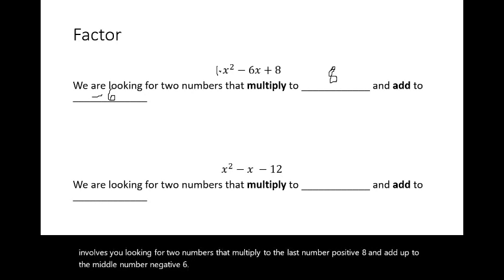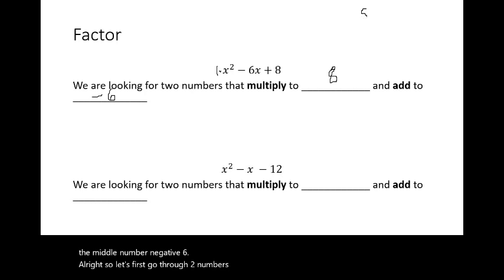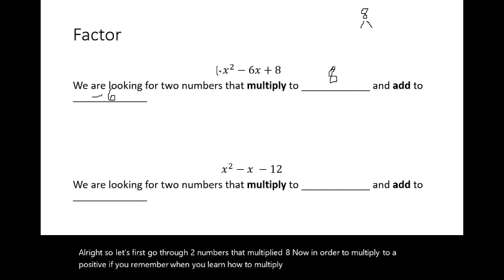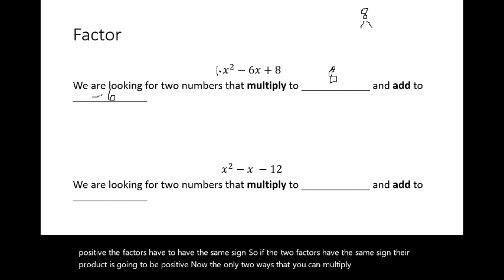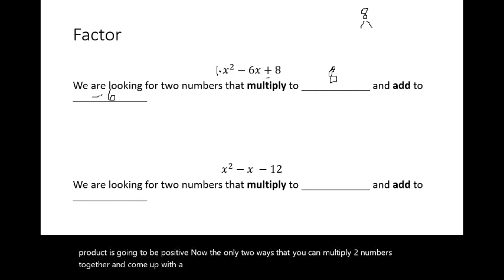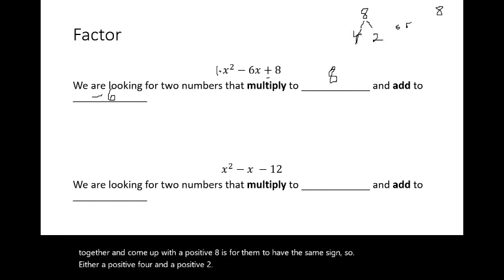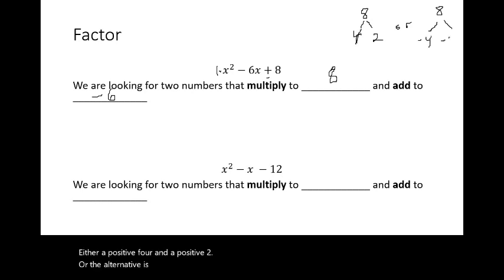All right, so let's first go through two numbers that multiply to 8. Now, in order to multiply to a positive, if you remember when you learned how to multiply negatives, the factors have to have the same sign. So if the two factors have the same sign, their product is going to be positive. The only two ways that you can multiply two numbers together and come up with a positive 8 is for them to have the same sign. So either a positive 4 and a positive 2, or the alternative is a -4 and a -2.